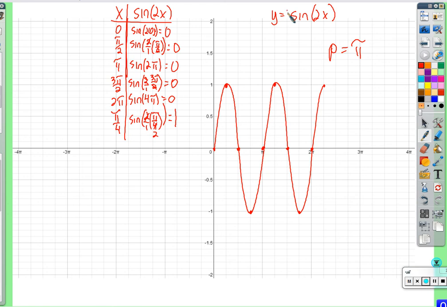But if we put a 2 in front of there, then we have 2 times the sine of 2x, and we get not only a short period, but we get a bigger amplitude.